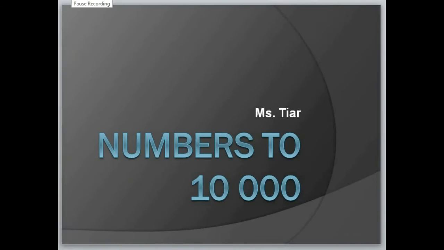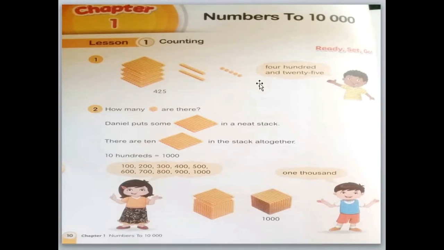Okay, let's open our book, the numbers to 10,000. So guys, do you still remember this one? If you put one box like this, you call each of them ones. You put 10 boxes together, you call it a bar, and then you put 10 bars together, you call it a plate. So over here there are 4 plates, 2 bars, and 5 ones. That's why we have 425. And number 2, if you put 10 plates together, you get 10 hundreds, or in the other way we call it 1,000.